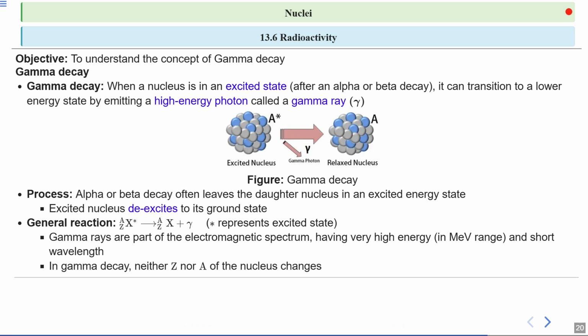Finally, it's important to remember that in gamma decay, the atomic number Z and the mass number A of the nucleus do not change, only the energy state of the nucleus changes. This means that the element stays the same, but the nucleus becomes more stable.